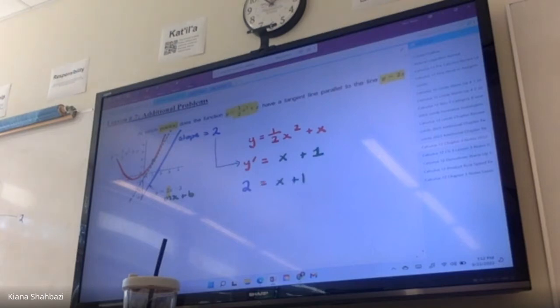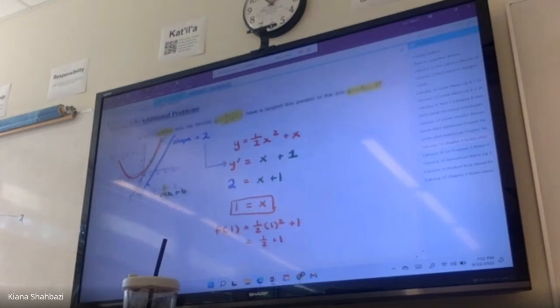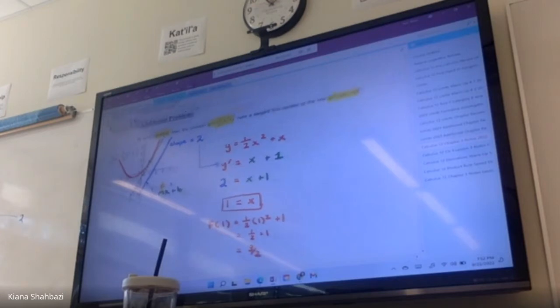And what is x equal to? Oh wait, just 1, right? Sorry. Now if x is 1, what's y? So what's f of 1? f of 1 would equal 1/2 times 1 squared plus 1. What's that equal to, class? That's 1/2 plus 1, so 3/2. And it's funny, the point's going to be (1, 3/2). And if you look at your diagram, that point does look roughly like (1, 3/2), right?